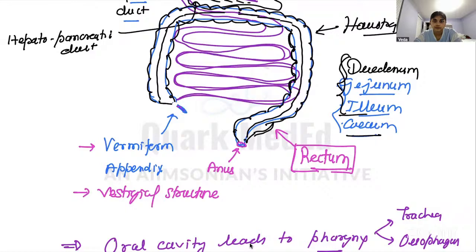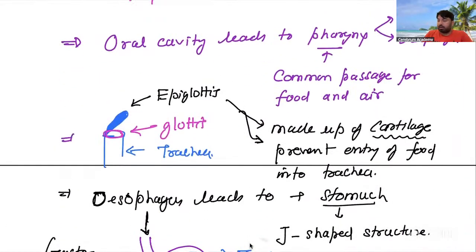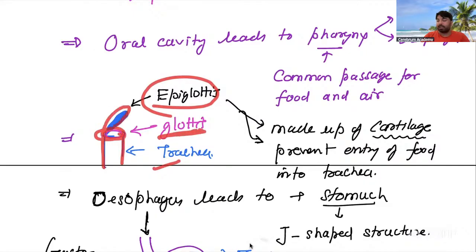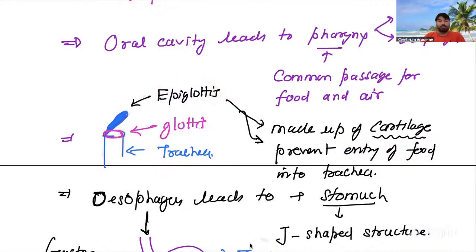Then we talked about the pharynx. The pharynx has the trachea and esophagus. We talked about the epiglottis and glottis. So this is the windpipe and the opening of the windpipe is the glottis. The glottis has a covering, which is called the epiglottis.